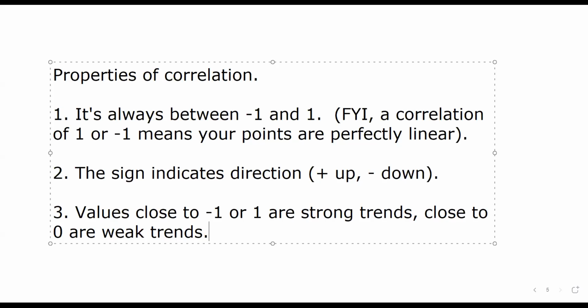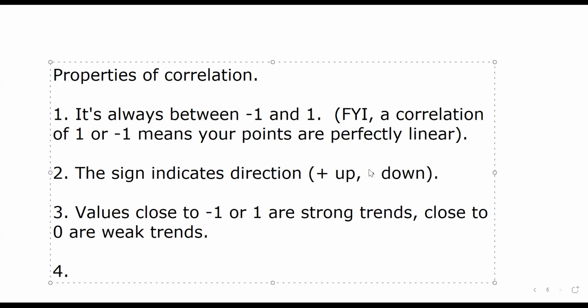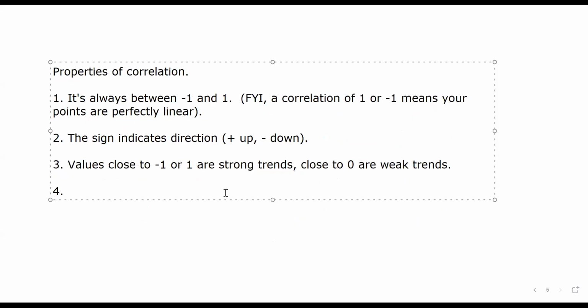Number 4, I'm going to take the font size down for a second just so that I can fit all of this on the screen. Number 4, correlation is unitless, meaning that when you calculate it, for example, let's say that we are comparing hours spent studying and GPA, which are both measured in different units of measurement. One of the variables is measured in hours, the other one is measured in grade points. When you calculate correlation, it has no units.